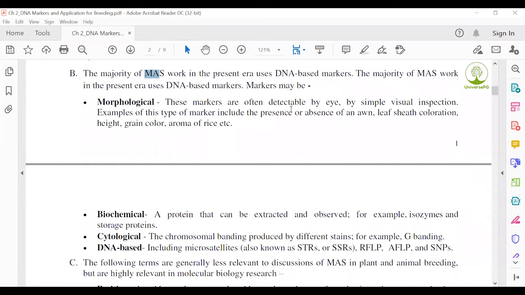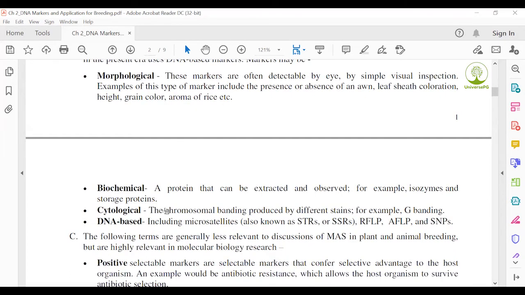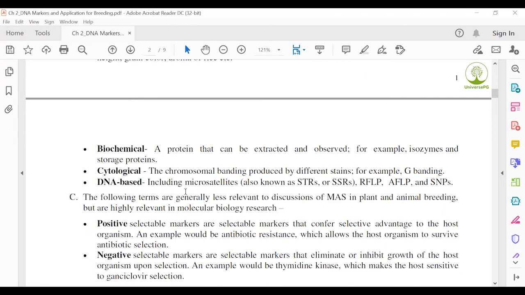Morphological: these markers are often detectable by eye by simple visual inspection. This type of marker is generally detected by the normal human eye, with no need for any instrument or sophisticated molecular apparatus for detection. Biochemical: a protein that can be extracted and observed, for example, isozyme and esterase protein. Those are biochemical markers. Cytological: the chromosomal banding produced by different strains, for example, Q banding, G banding are cytological markers.